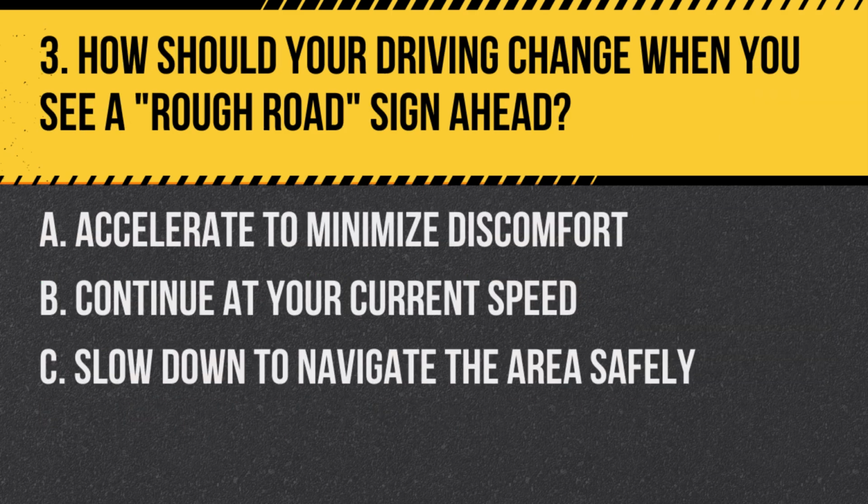Question 3. How should your driving change when you see a rough road sign ahead? A. Accelerate to minimize discomfort. B. Continue at your current speed. C. Slow down to navigate the area safely. Answer. C. Slow down to navigate the area safely. A rough road sign warns of uneven or potentially damaging road conditions ahead, requiring reduced speed for safety.